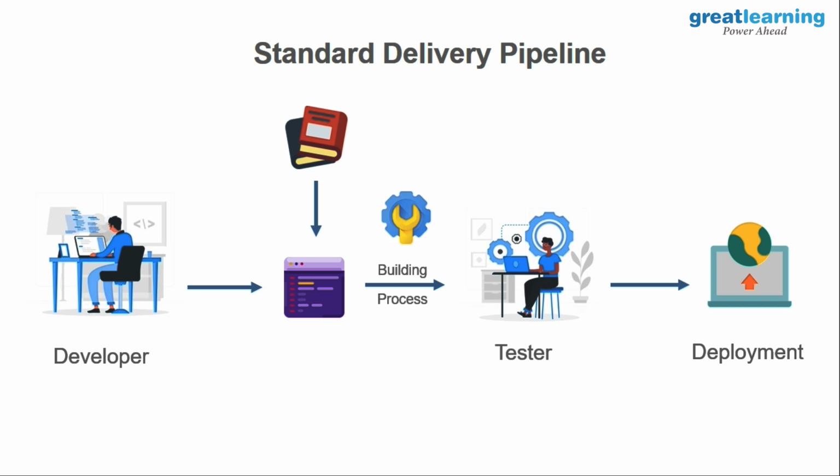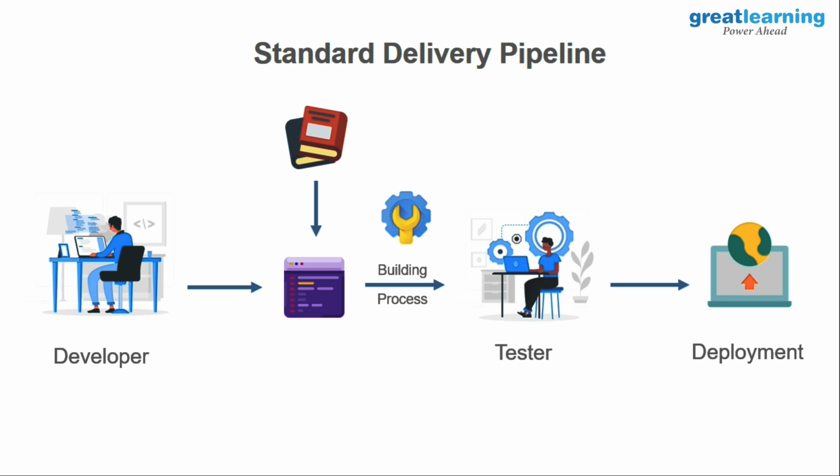The developer writes the code, then the code becomes the software in the building process, and the tester tests the code, and then it goes for the deployment. So this is a very standard and simple delivery pipeline. In companies, this can be very different. It can be a lot more complicated, and it can have a lot of different parts also, but you just need to understand this as a simple one.